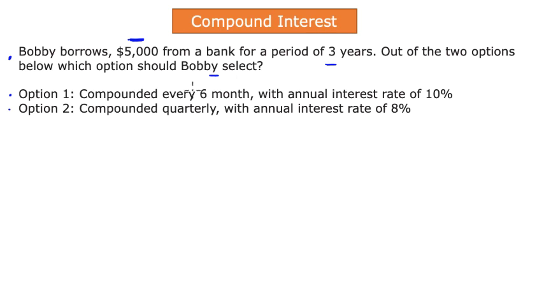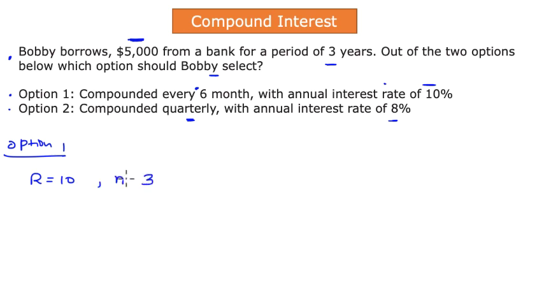Option 1 is interest is compounded every 6 months, but the annual rate of interest is 10%. And the second is interest is compounded quarterly, but the annual rate of interest is 8%. Okay, so let us look at option number 1. The rate of interest is 10% annual rate, right? And then there is a loan duration of 3 years.